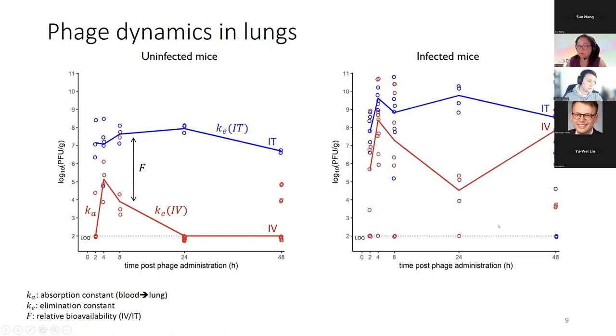And now you can see the phage concentration in infected mice, and you can see that, which is cool, we have this very high amplification of phages due to the meeting with the bacteria. And also after intravenous administration, we can see that the phage concentration can reach big numbers.